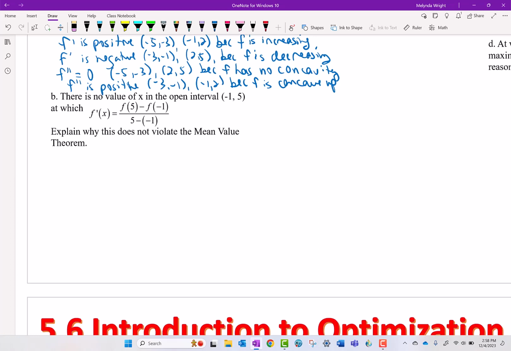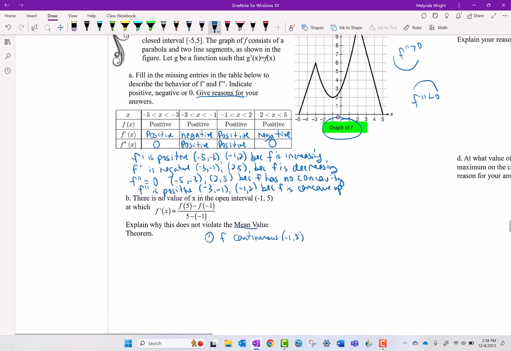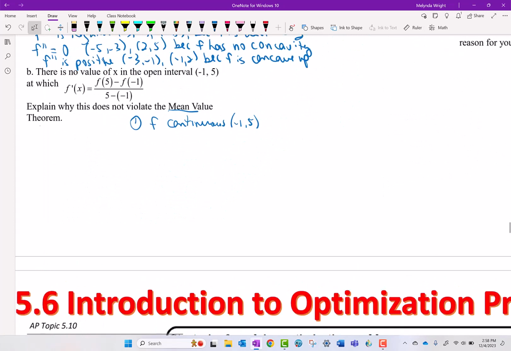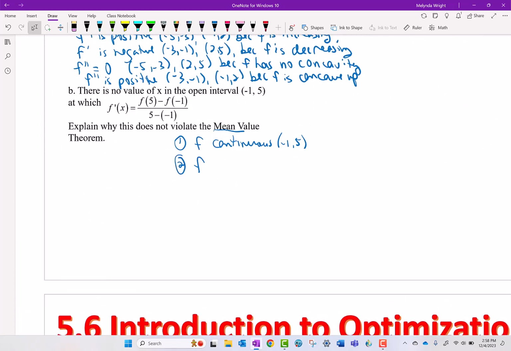Well, if there isn't any place in the interval where that is true, then why isn't that a problem? Why doesn't that value violate the mean value theorem? Well, what do we need to know to use mean value? Remember the criteria, the hypothesis. To use the mean value theorem, number 1, f has to be continuous from -1 to 5. Okay, let's look at it. Is f continuous? Yeah, I don't see any holes or anything. Okay, we've met that.